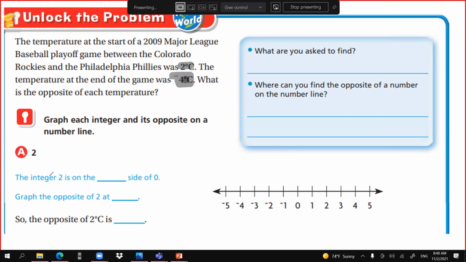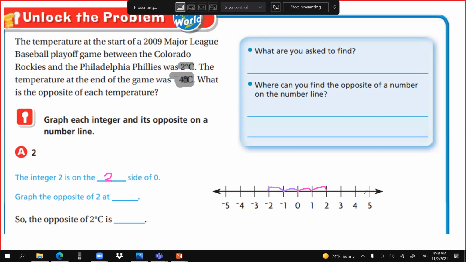How will you find that? Later on, you will find it mentally. Now I will teach you how to do it by the number line. Like here, 2. It means I have to go 2 to the two sides of 0. So since I go 2 to the right, I have to go 2 to the left.